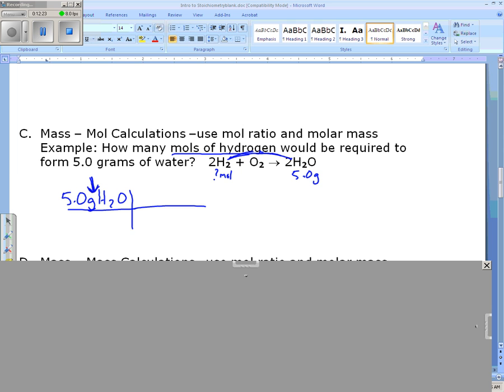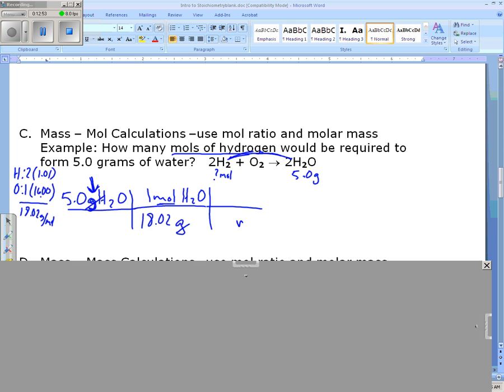The molar mass of water, it's 2 hydrogens and 1 oxygen. So that's 1.01 for hydrogen on the periodic table, 16 for oxygen. So water is 18.02 grams per mole. Gram is here, so gram has to go here. And there are 18.02 grams in 1 mole of water. Now, can I use mole ratio? Yes, because now I have moles here.